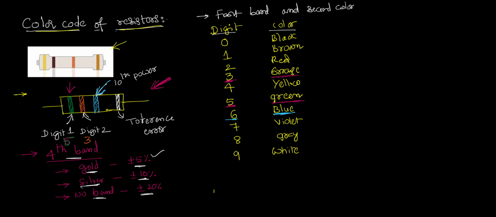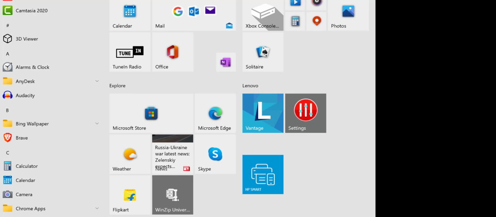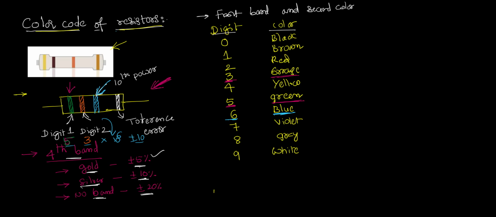Blue represents 6. That means what? The third digit says whatever the value that we have, 53, 5 and 3 into 10 power of 6. And look at the tolerance. I have written white, I mean to say it's like a silver, which is having an error of plus or minus 10%. So what is the value of the resistance that I have drawn here?